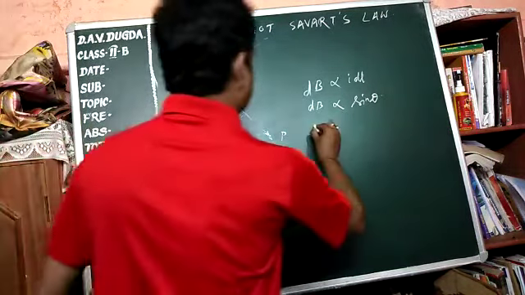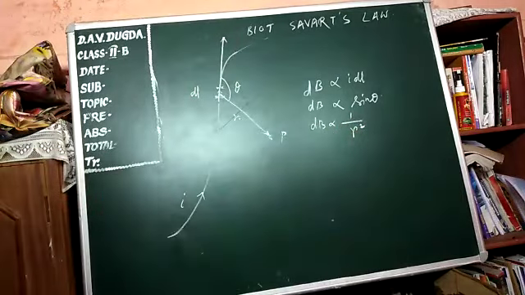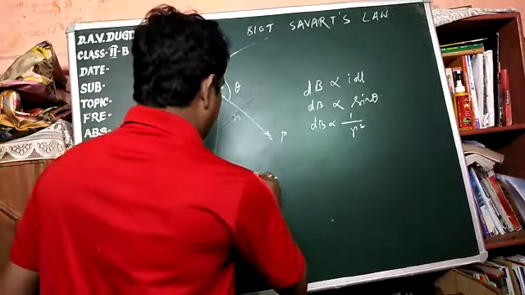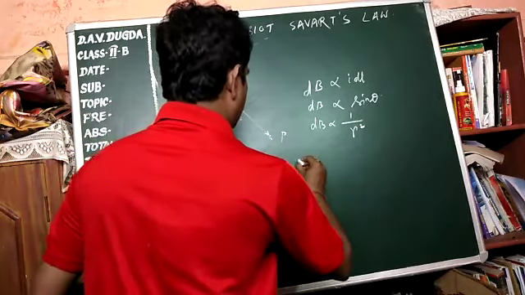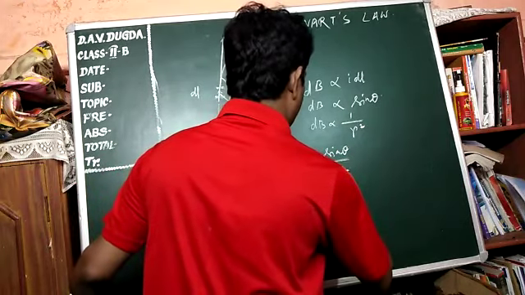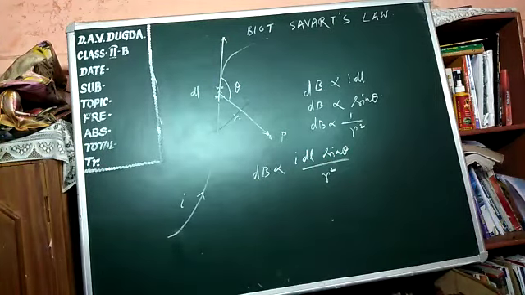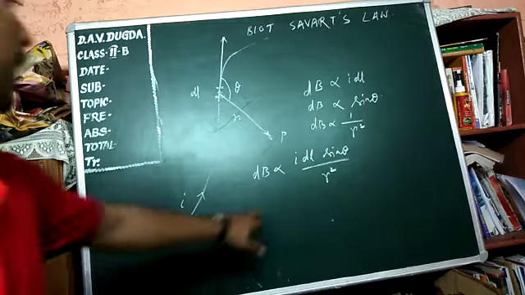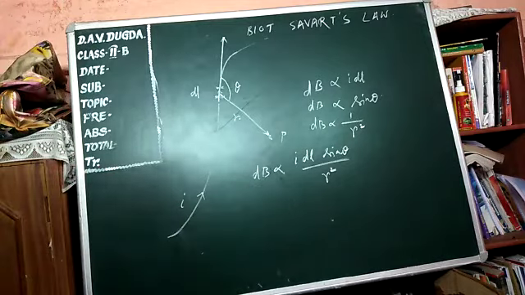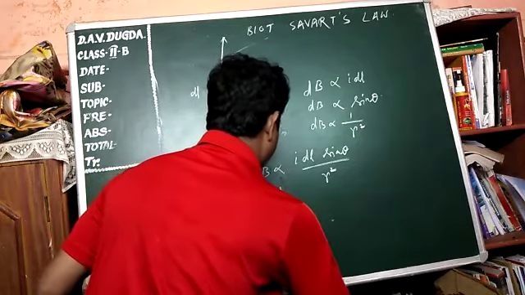And it is inversely proportional to the square of the distance. Combining all these three, what do we get? dB is directly proportional to I del L sine theta divided by R square. Now, if we remove this proportionality sign, we have to multiply with some constant. So dB is equal to some constant, and the constant is mu naught by 4 pi.